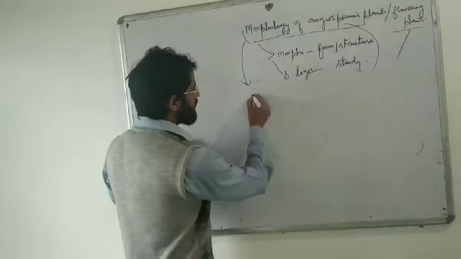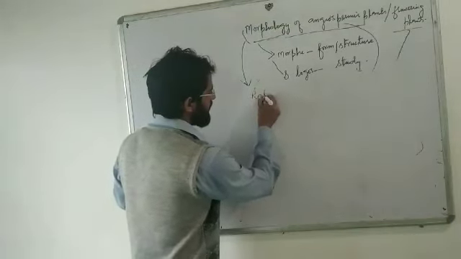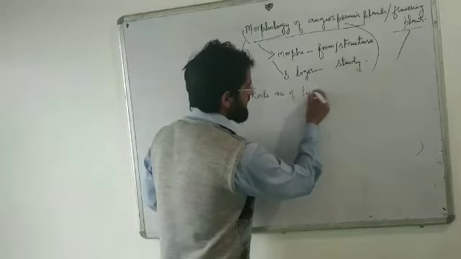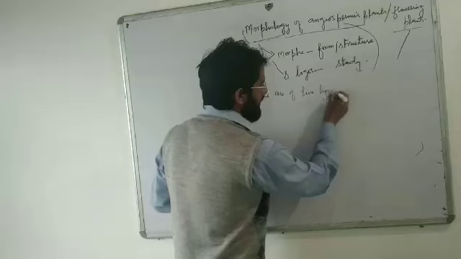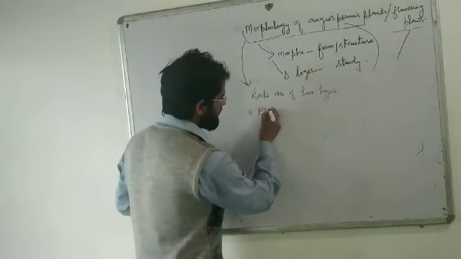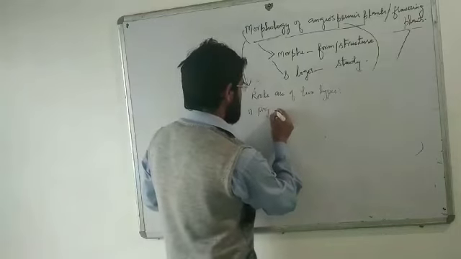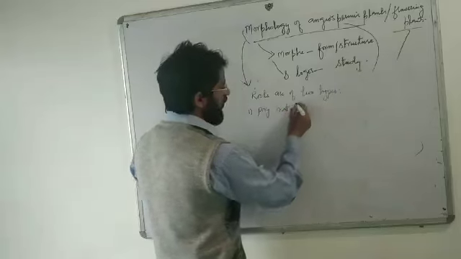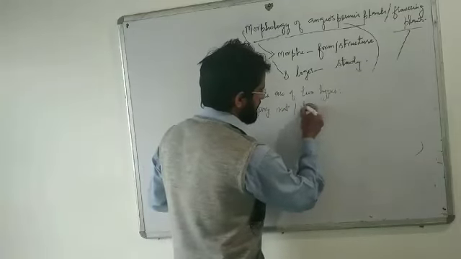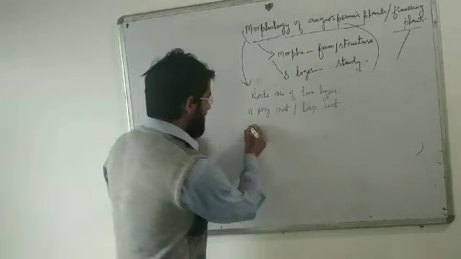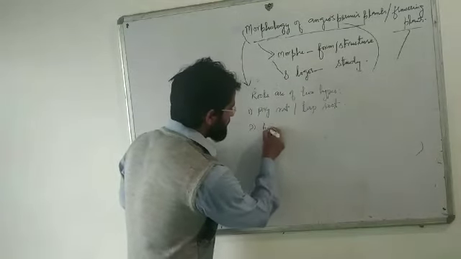Now, roots are of two types. One is known as the primary root, or tap root, usually known as tap root, and the second is known as adventitious root.